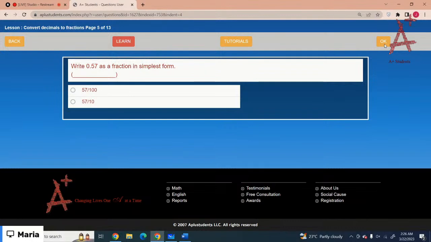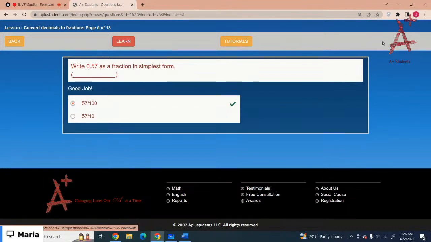Okay, write 0.57 as a fraction in simplest form. So which is the correct option? 0.57. Yes, very good. You have two decimal places. It would be 57 over 100. Got it?